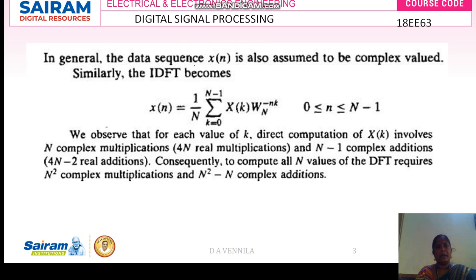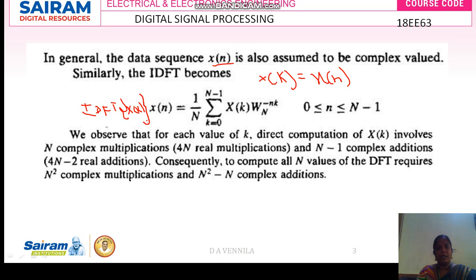Now, generally, as I told, this x of n is nothing but your data sequence. The data sequence is assumed to be a complex valued sequence. If you want to find x of n from x of k, which we have already calculated and which is in the frequency domain, what you need to do is take the inverse discrete Fourier transform. If you apply the inverse discrete Fourier transform of x of k, you will get x of n.